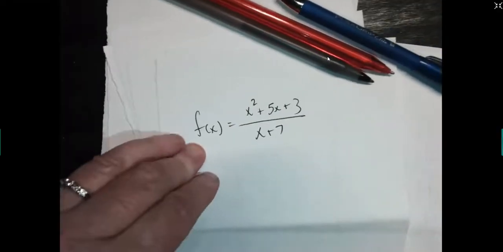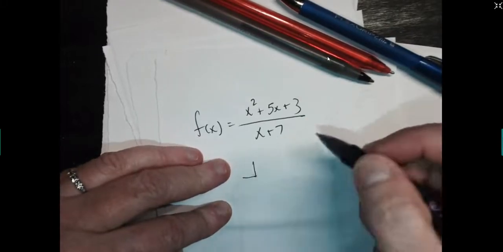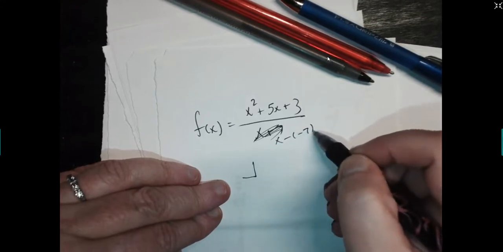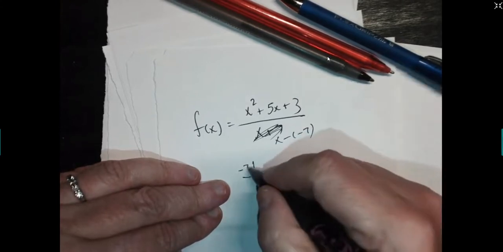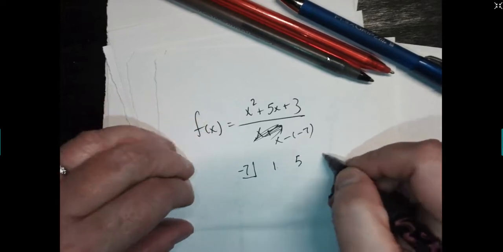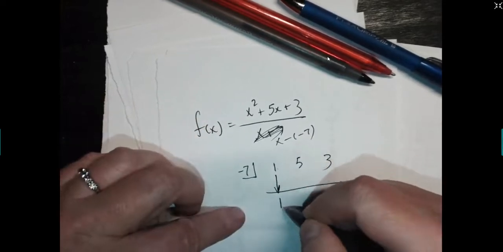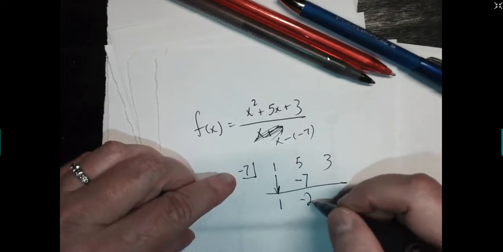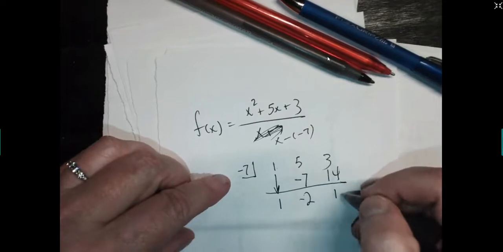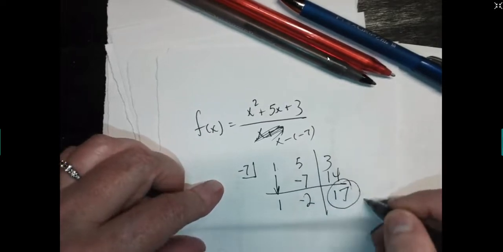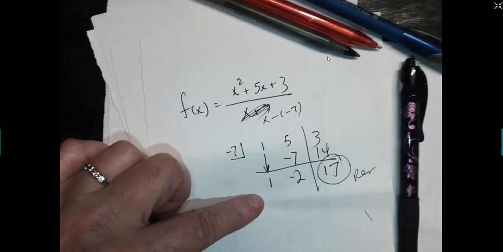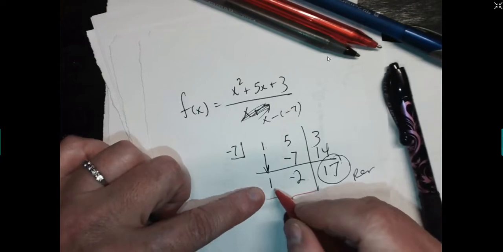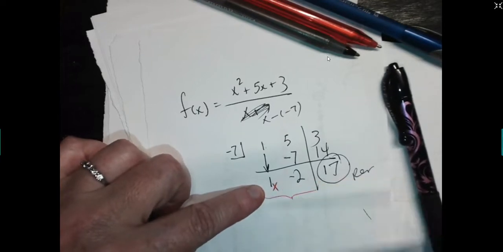If I'm going to set this up with synthetic division, it's x minus the number in the box. So I'm going to have to rewrite that as x minus -7. And then I have a 1, a 5, and a 3. 1 times -7 is -7, and we add. And -2 times that is +14, and then we add. Now, that's the remainder. These give me my quotient. So there's the constant, and that's my coefficient for x.